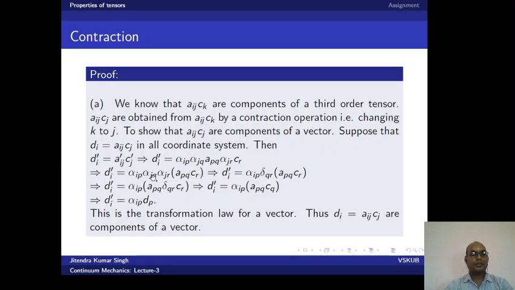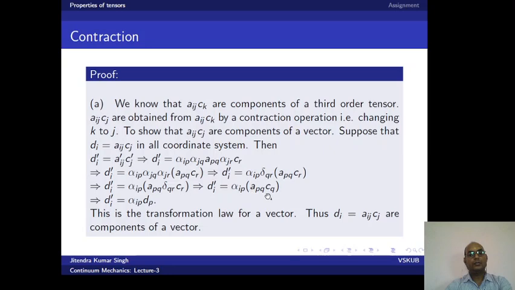Now we shall use the property of the delta symbol here. Alpha jq and alpha jr you can write as delta qr. Therefore you will get Di dash is equal to alpha ip delta qr Apq Cr. Now this delta qr you put with this Cr, so Di dash is equal to alpha ip Apq delta qr Cr. And again we use the property of the delta symbol, delta qr Cr is equal to Cq. So we get Di dash is equal to alpha ip Apq Cq.